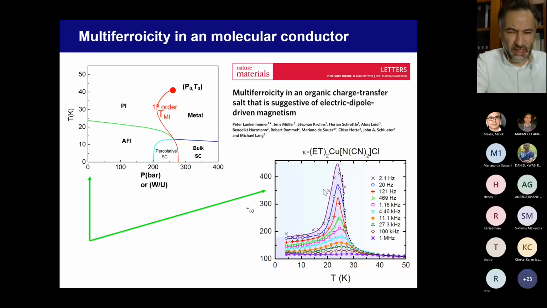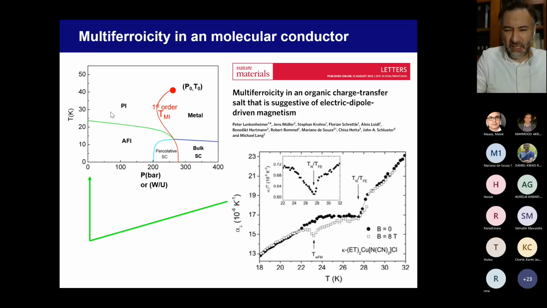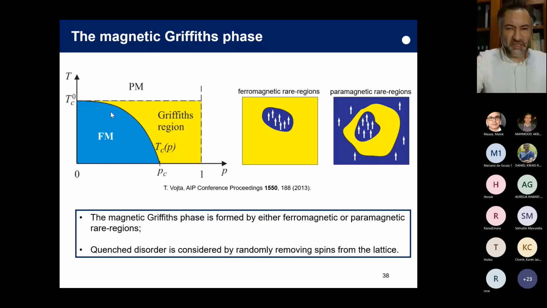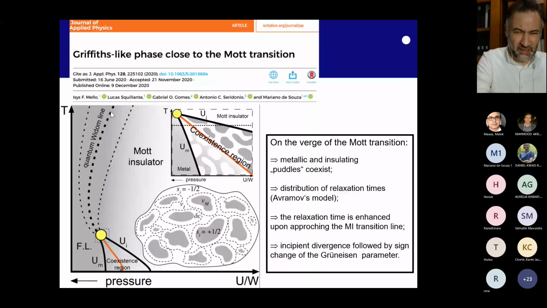We have also shown that the Mott insulating phase is even more exotic. We are dealing with a multiferroic phase, which is corroborated by systematic dielectric constant measurements. And we also have lattice effects accompanying the manifestation of the multiferroicity in this system. So I will skip the Griffiths-like phase, just to mention it is on the verge of the coexistence region between metallic and insulating phases.